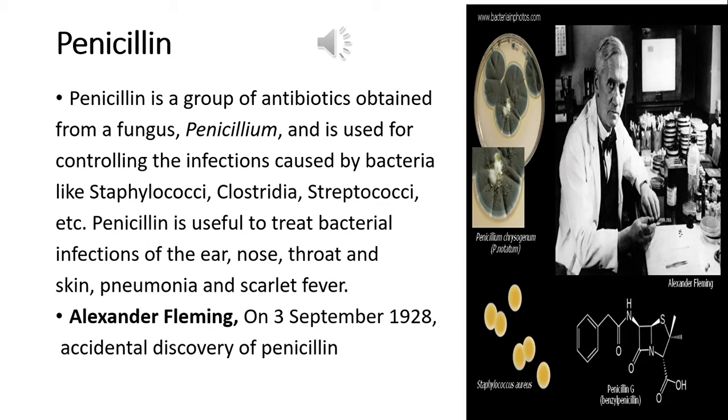Now let us see a few details of the most important antibiotic of the time, which was also the first antibiotic, discovered in 1928 by Professor Alexander Fleming from Scotland. Penicillin is a group of many antibiotics, and it is obtained from a fungus called Penicillium. And what is it used for? It is used to control infections caused by bacteria like Streptococci, Clostridia, Staphylococci, etc.